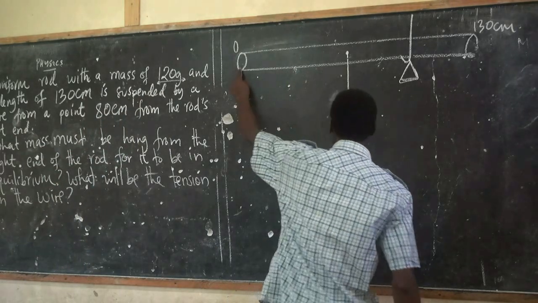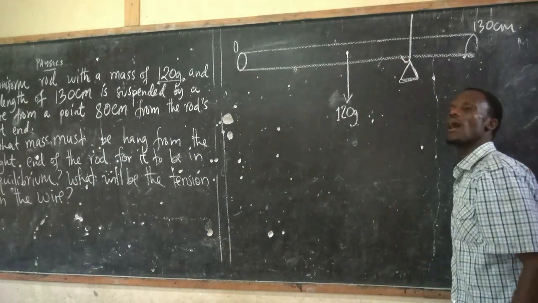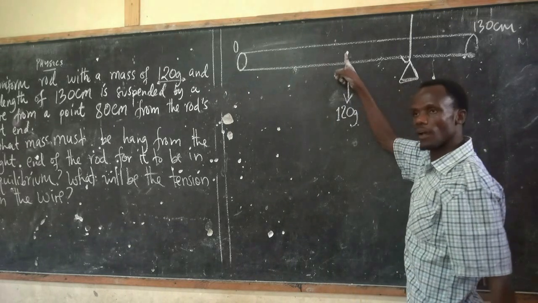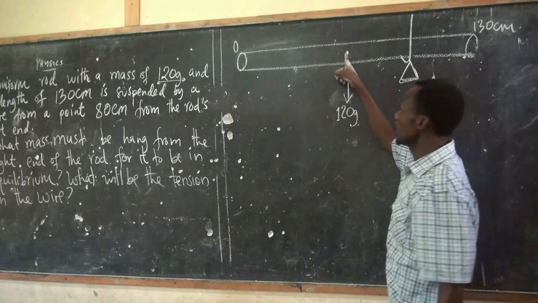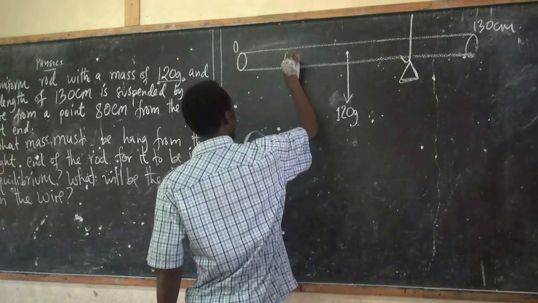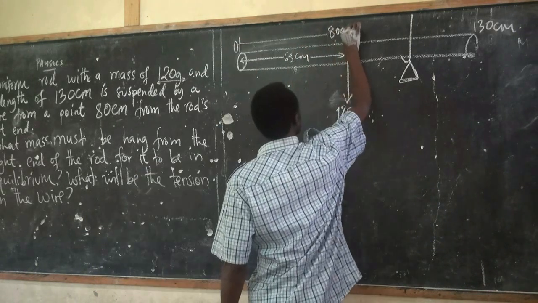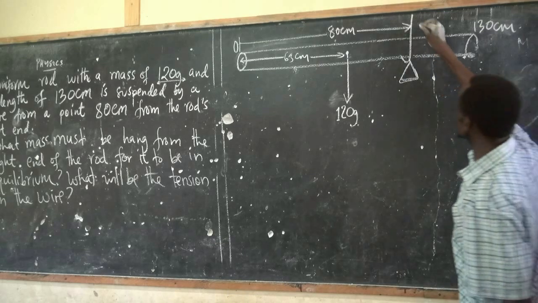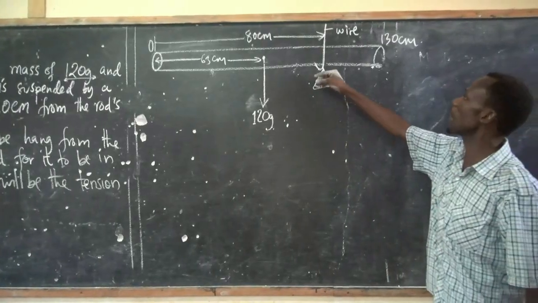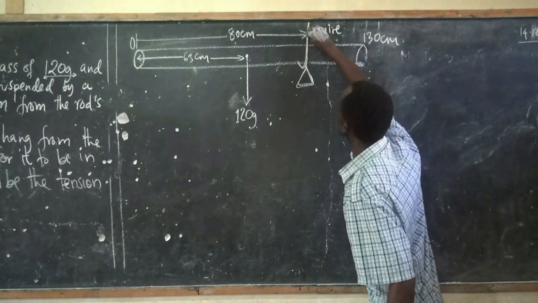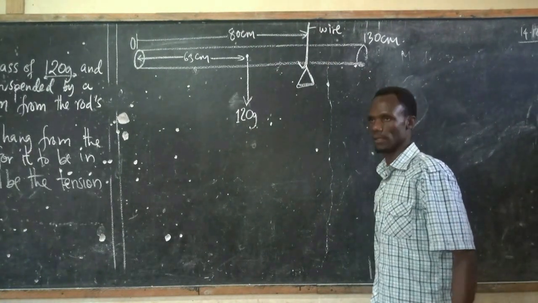Now, from here up to here, 80 centimeter. From here up to here, 65 centimeter. Now we have here 65 centimeter. Then from here, 80 centimeter to here. Now this is the wire. It is suspended by the wire, means it is attached to the wire.